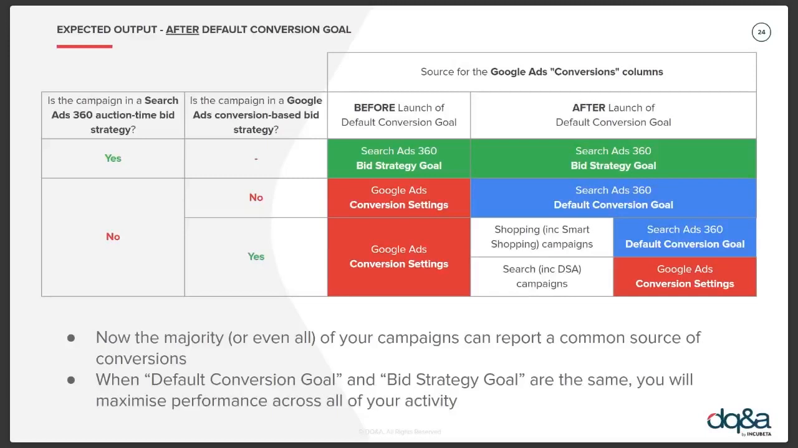It only activates within the live auction time bidding strategies with the live default conversion goals. And it only activates on accounts that have gone through that initial 7-day plus conversion delay warm-up period.